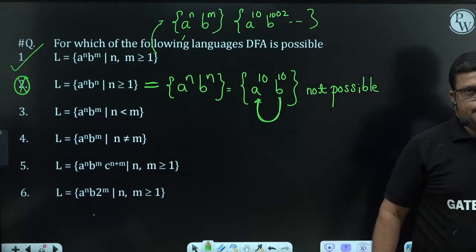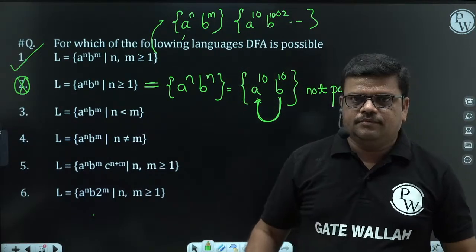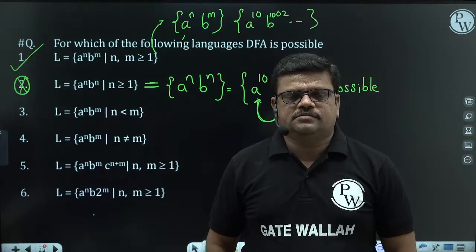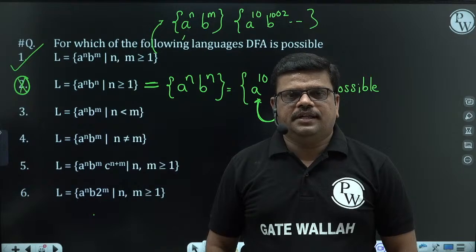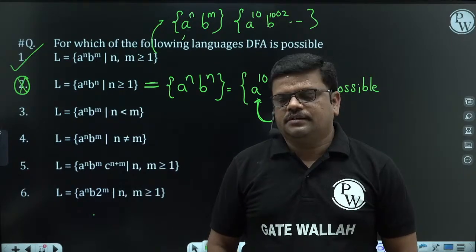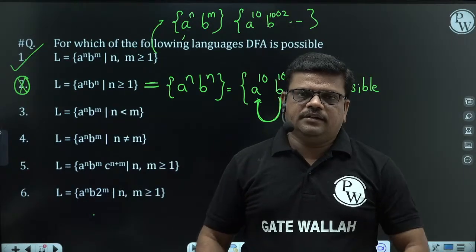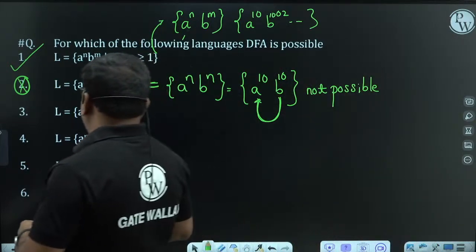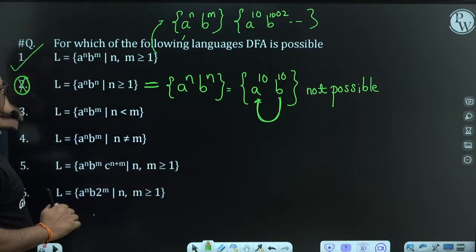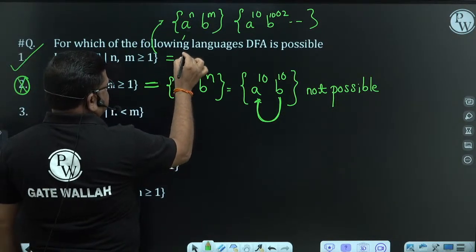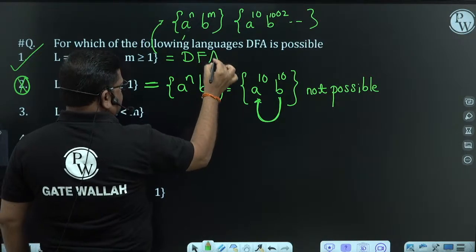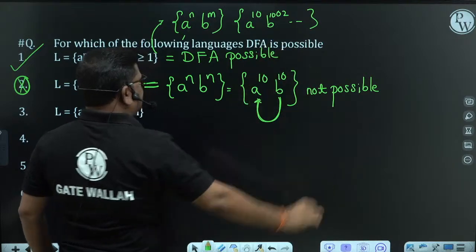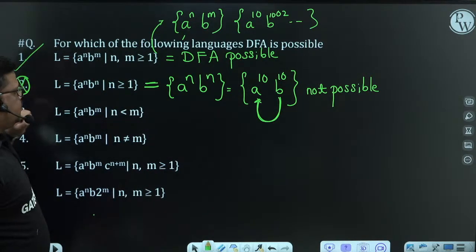Very simple. Freedom. If you have freedom, possible. Remember like this: if you have freedom, DFA possible. If freedom is not there and dependency is there, then DFA not possible. Remember in this way, it's very easy. So in this 1 and 2, DFA is possible for the first one, DFA not possible for the second one.